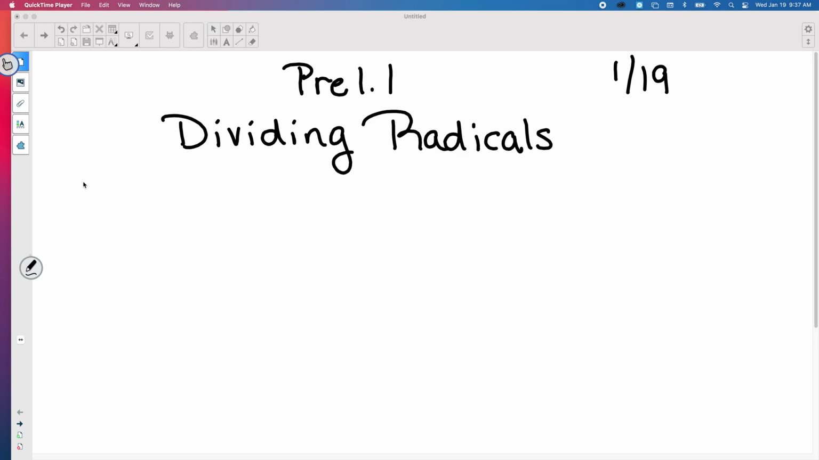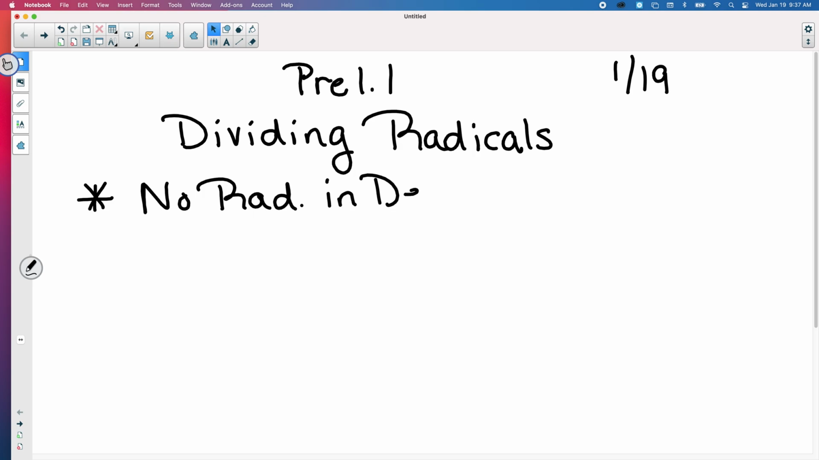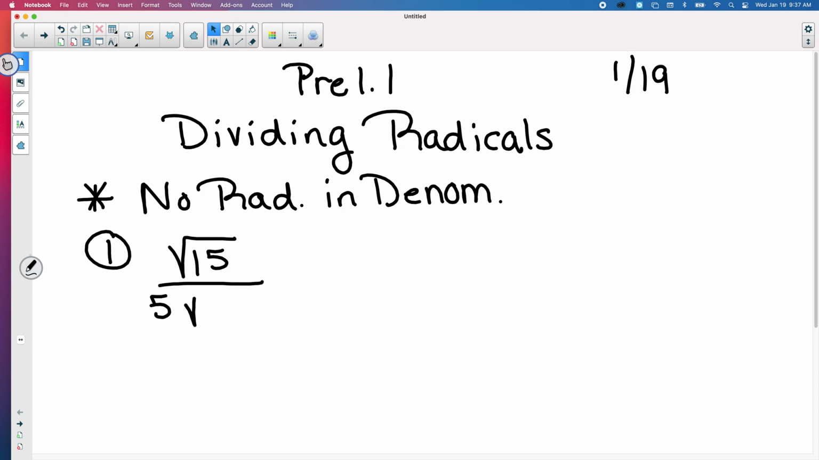Alright, so the rule to remember here when you're dividing is what can't you have in the denominator? Radicals. So no radicals in the denominator. Alright, so for example, alright, so there's two ways to do it, depending on what you want to do.